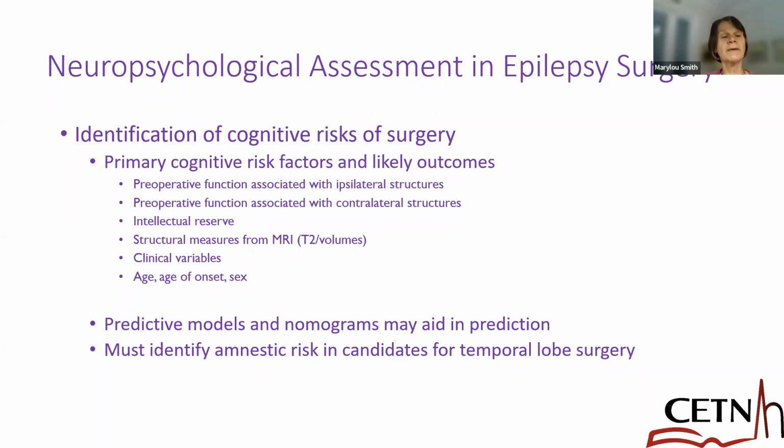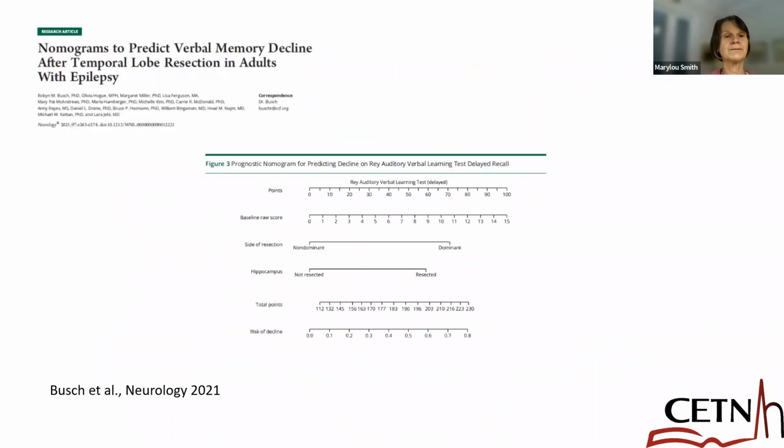Over the past number of years, a number of predictive models and nomograms have been developed to aid in prediction of cognitive risks of surgery. Before talking about them, I just want to make the point that it's extremely important to identify the risk of amnesia in candidates for temporal lobe epilepsy.